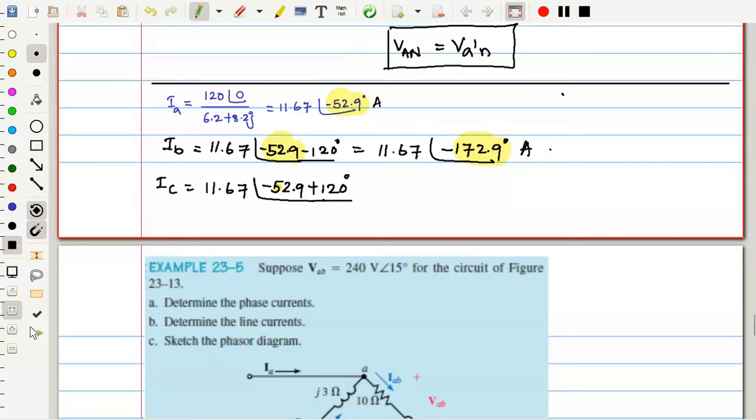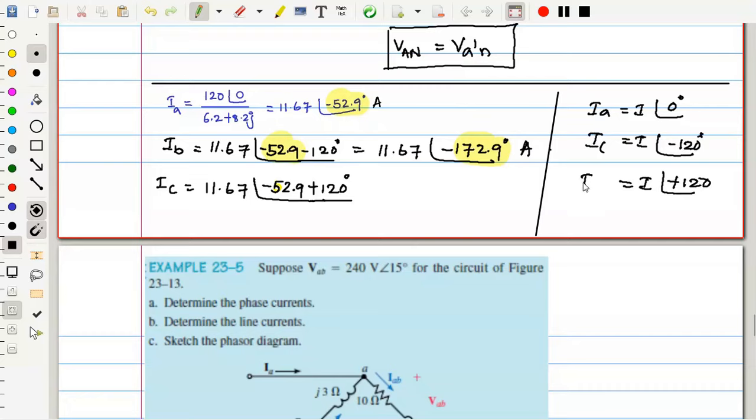So I am considering that whatever you have understood, if Ia is equal to I at an angle 0, Ib is equal to I at an angle minus 120, Ic is equal to I at an angle plus 120. This is IC, this is IB, IC. With this basic assumption, I had written these three equations. I hope now you understood. Is that clear?